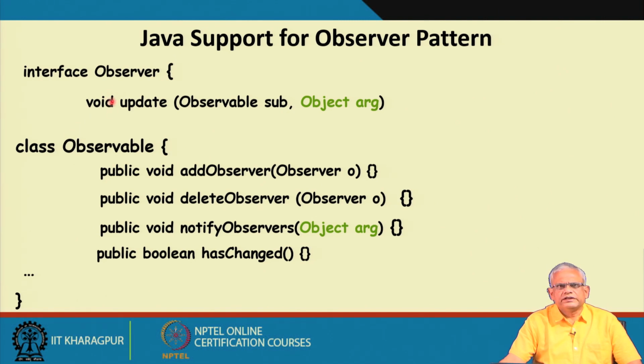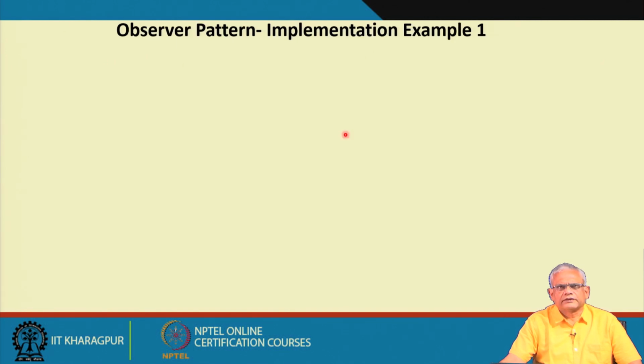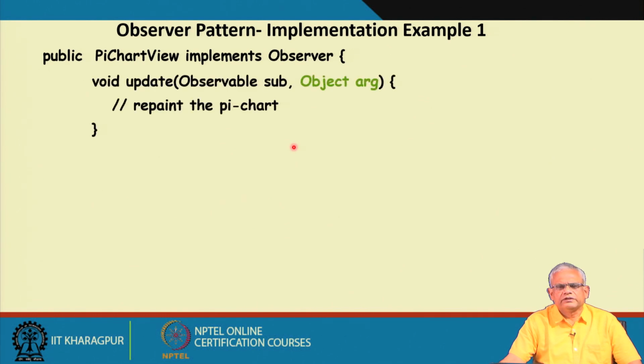The observer is an interface and has update as usual, and in the update the observable passes its ID and also passes some information regarding the type of change that has happened. Now, let us look at an example of how the inbuilt Java observer pattern can be used to write a simple application.